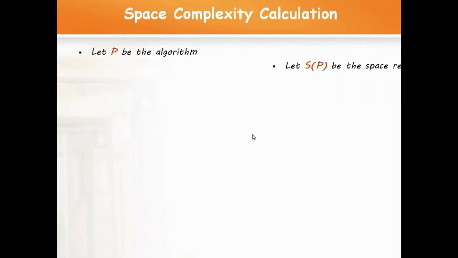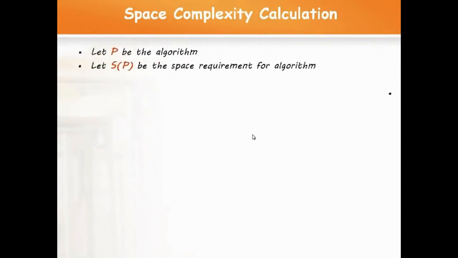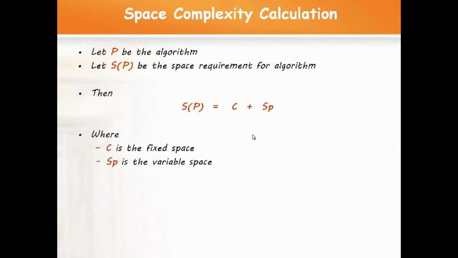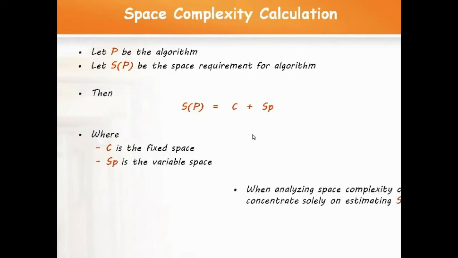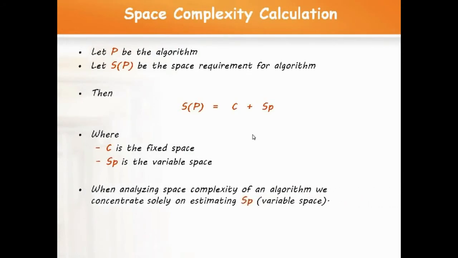Now, if I assume P is an algorithm, S of P is the total space required for an algorithm, then S of P is equal to C plus SP, where C is nothing but a fixed space which is always constant, and SP is the variable space which varies depending upon the problem. So when we analyze the space complexity, we majorly focus on SP, that is variable space, but not on the fixed space. This variable space is absolutely depending on the instance characteristics.